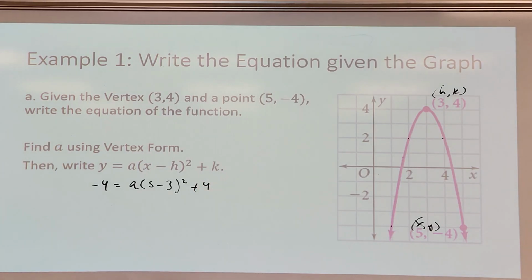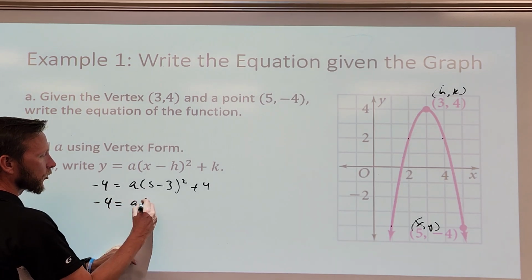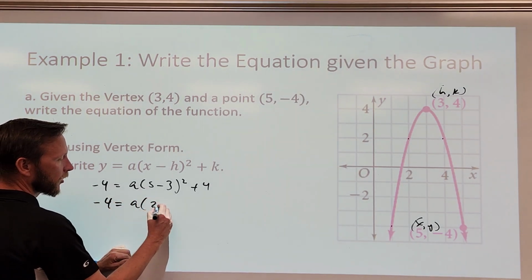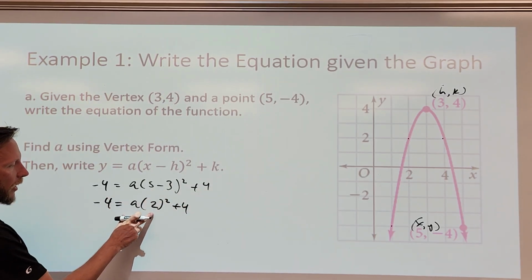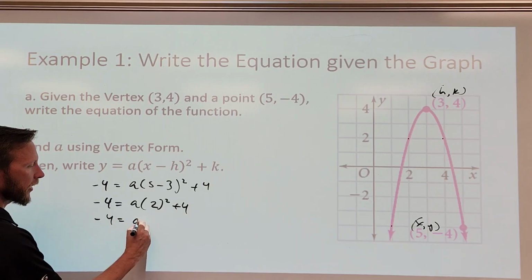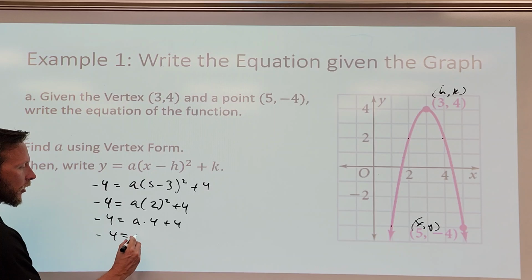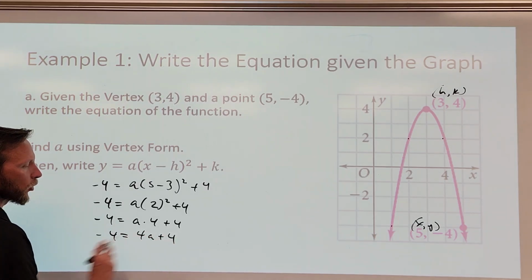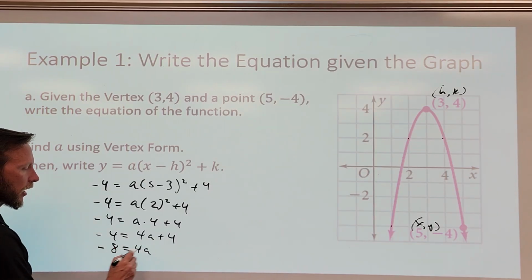This equation, basically we're taking an x comma y and the h comma k, and we're solving for our a value, our vertical stretch or compression factor, right? So I've got this set up, 5 minus 3 makes 2. I'm going to square that, and I get 4. So now I have negative 4 is equal to 4a plus 4. To solve this equation, I'm going to subtract 4 from both sides, and then divide by the coefficient of a.